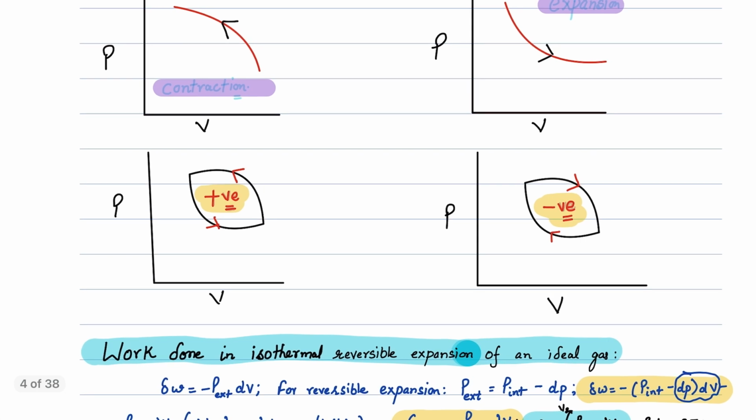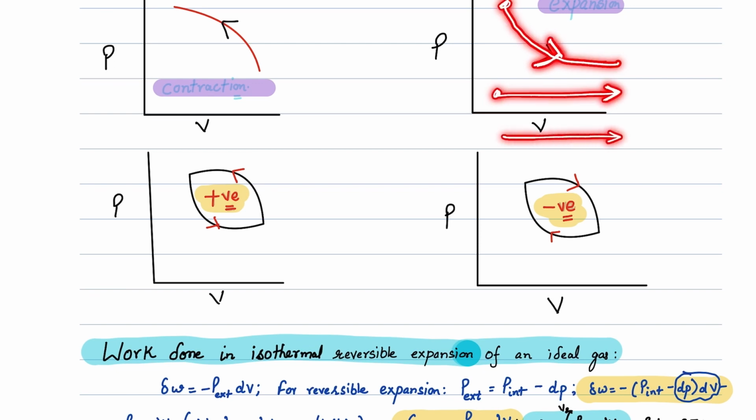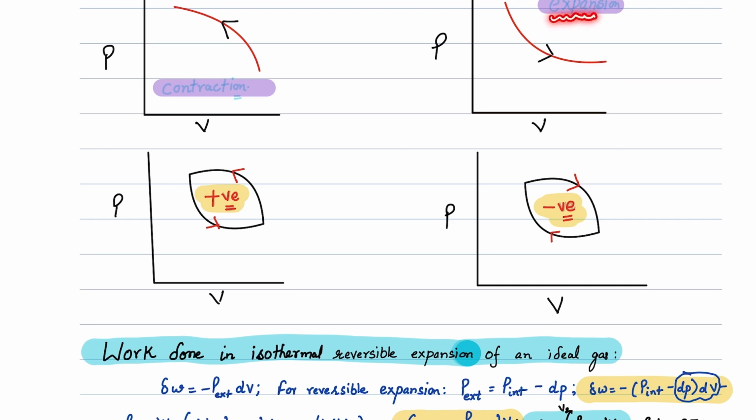Now these two graphs are very important. Now the first one, we are moving from here, that is, we are moving from right to left. So volume in this case will be decreasing. So if you are decreasing the volume, that means you are contracting the system. So this graph represents contraction work. Now the second, we are moving from here to here, or from left to right, the volume is increasing. So this is an example of work done of expansion.